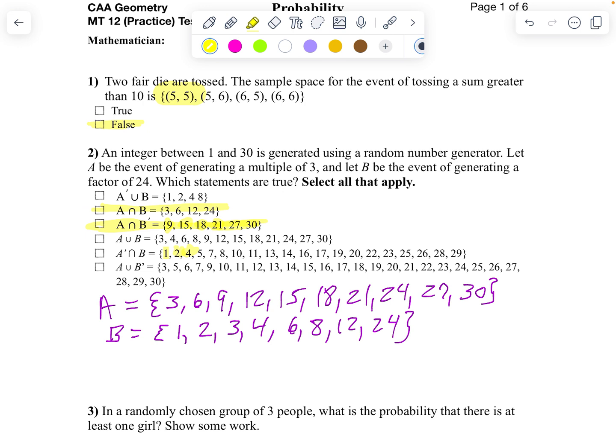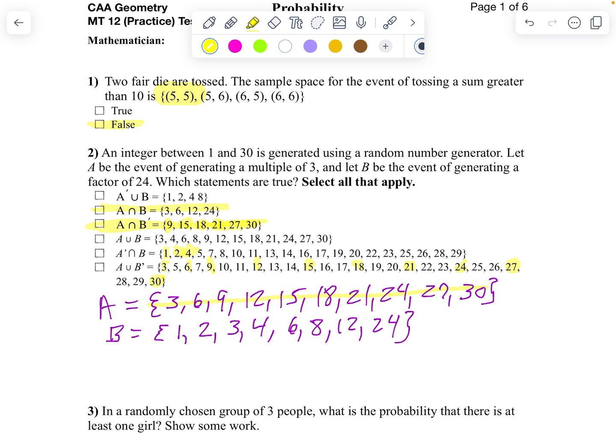Finally, we'll take a look at A union the complement of B. So I'm going to list everything in A. A should have 3, 6, 9, 12, 15, 18, 21, 24, 27, and 30.